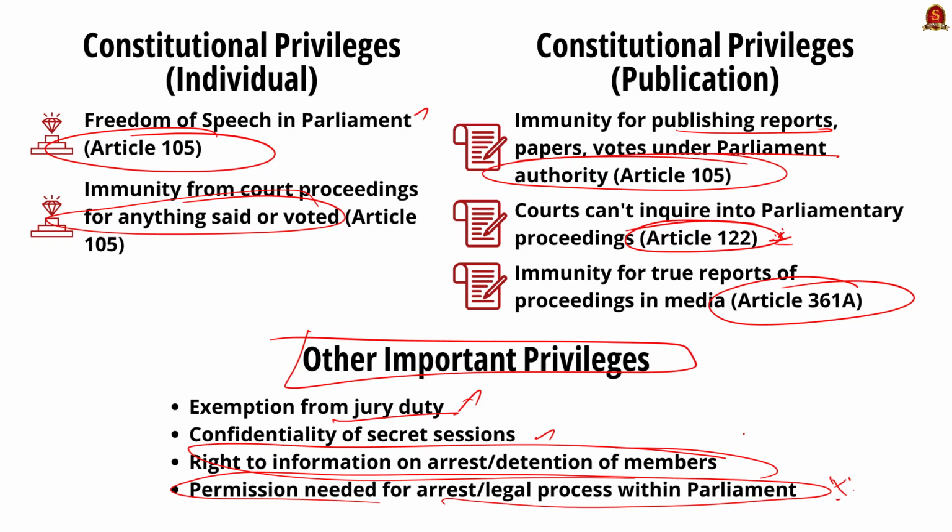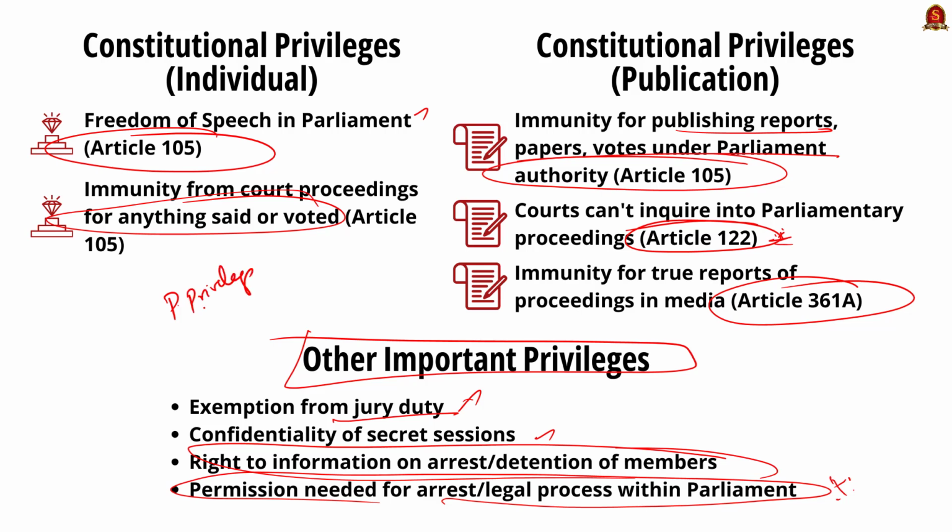Then lastly, the evidence tendered before the Parliamentary Committee and its report and proceedings cannot be disclosed or published by anyone until the same have been laid on the table of the House. Like this, there are many privileges to the Houses, committees and members to ensure that they work in a safe and effective manner. See, this is all regarding the discussion. In this discussion, we saw the various privileges from the preliminary perspective.